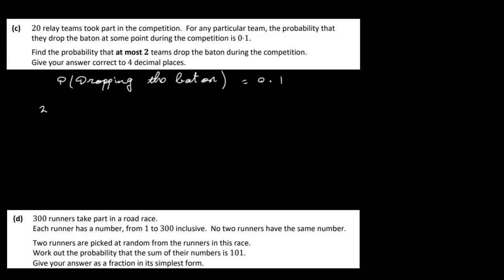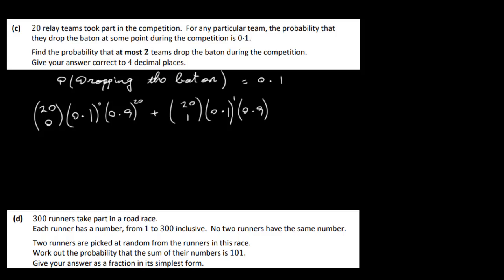So we're going to do 20 choose 0, so this is the probability that none of them drop the baton, so that's 0.1 to the power of 0, and then 0.9 to the power of 20 minus 0, which is 20, plus the probability that 1 team drops the baton, which is going to be 20 choose 1, 0.1 to the power of 1, and then 0.9 to the power of 20 minus 1, which is 19, and then 2 teams drop the baton, that's going to be 20 choose 2, and then 0.1 to the power of 2, 0.9 then to the power of 20 minus 2, which is 18.